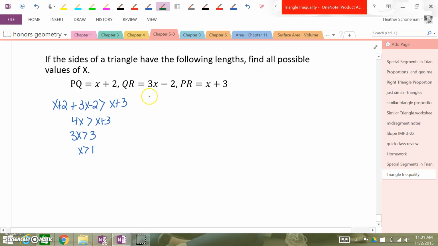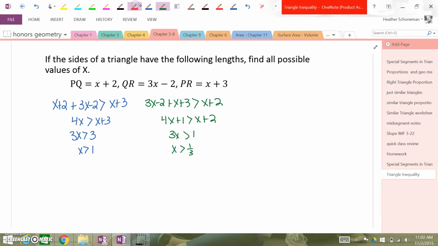Next situation. Last 2 greater than the first. 3x minus 2 plus x plus 3 greater than x plus 2. So we get 4x plus 1 is greater than x plus 2. Subtract and get 3x. Subtract and get 1. Divide and get x is greater than 1/3.